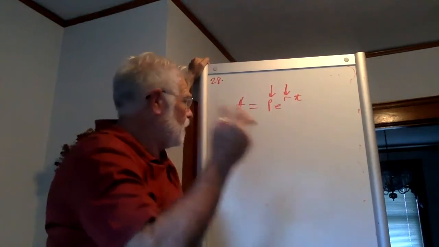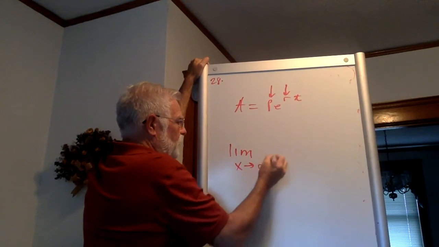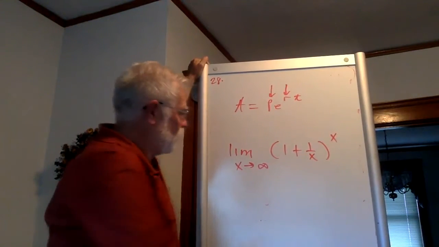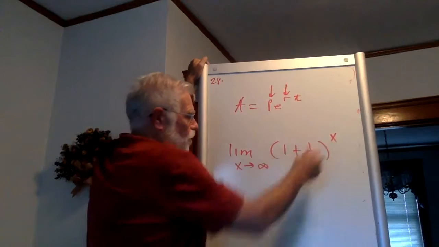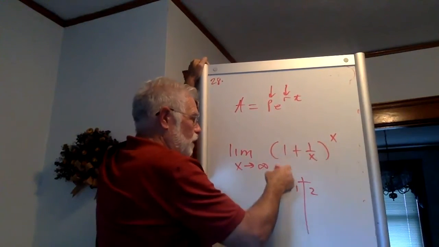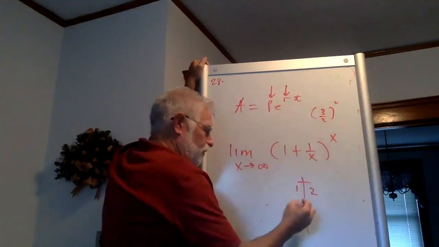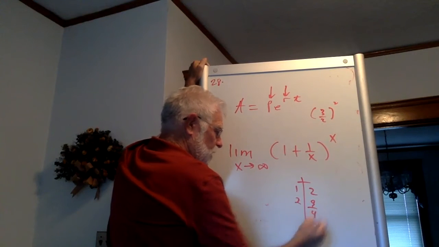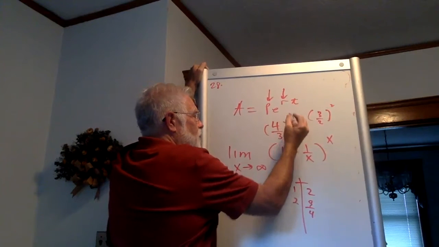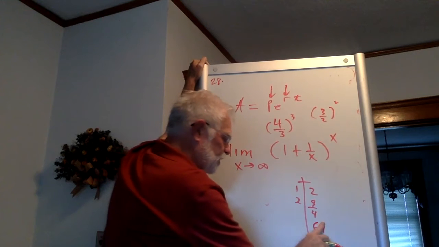And I might as well show you where e came from because somebody asked. As x goes to infinity, 1 plus 1 over x, to the x. Okay, so if I put the number 1 in, I get 2 to the 1, which is 2 for this calculation. If I put a 2 in, I get 3 halves squared, which is 9/4. If I put a 3 in, I get 4/3 cubed, which is 64 over 27, sorry.